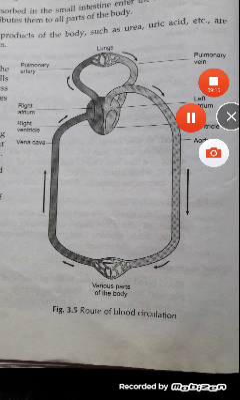Now let us start discussing the structure of the human heart. The heart of a human being is a muscular, conical and dark red organ that plays the role of a pump in the circulatory system. Its pumping action maintains the circulation of blood.